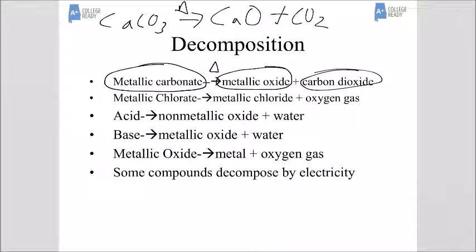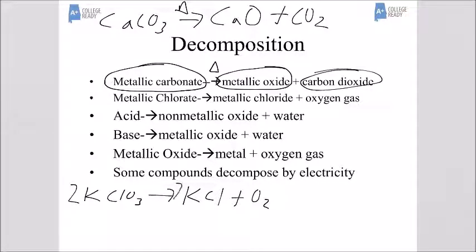We might have a metallic chlorate, for example, potassium chlorate, heated up, will yield a metallic chloride, KCl, plus oxygen gas. And we'd have to balance. This equation is not balanced right now. To do that, it looks like we probably need to put a 2 here, and a 2 here, and a 3 there. You can break up acids to yield a nonmetal oxide plus water.